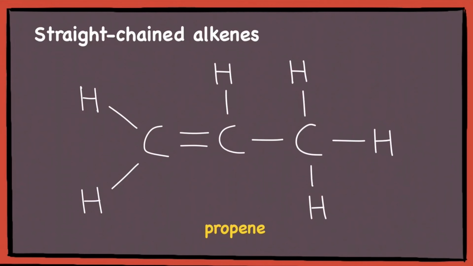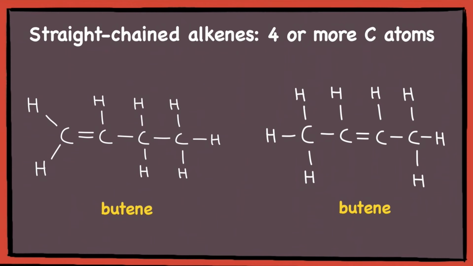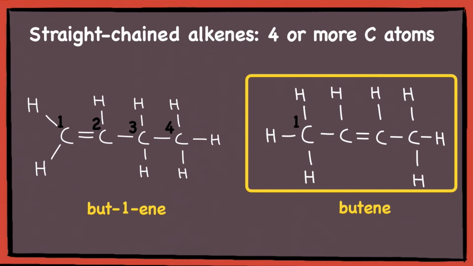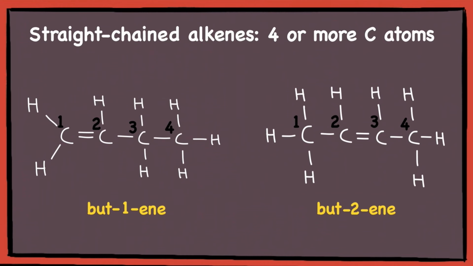But when there are 4 or more carbon atoms in the parent chain, the C=C double bond could be in different positions. So for example, because there are 4 carbon atoms in the parent chain of these 2 organic compounds, they could be called butene. But we can differentiate them based on the positions of the C=C double bond. For this one here, the C=C double bond starts at the first carbon atom of the parent chain. So this molecule can be called but-1-ene. But for the other one, the C=C double bond starts at the second carbon atom of the parent chain. Hence, this molecule is called but-2-ene.